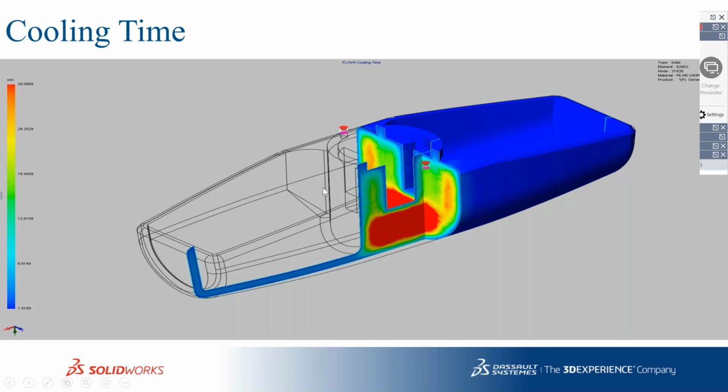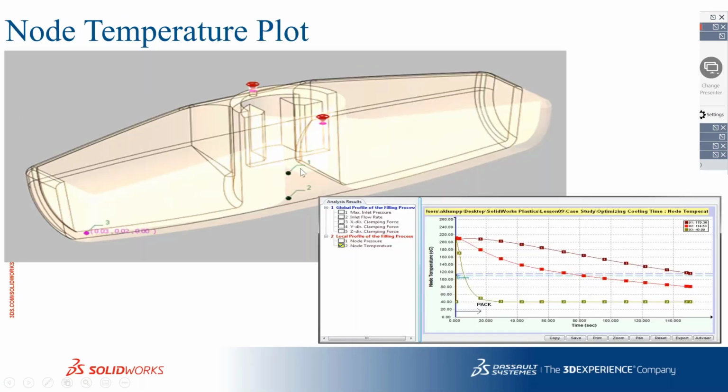It is just for our understanding, but if we want to have the accurate cooling analysis, we have to build the cooling channels across, and we have to see. We are going to see how the cooling channels have to be built. And the node temperature plot here, you can see a lot of results. You can see the inlet flow rate, maximum inlet pressure, and the clamping force in the X, Y, and Z directions. Node temperature at every node. I just probe any of these areas and I can see the temperature and the other results, the pressure and other things here.